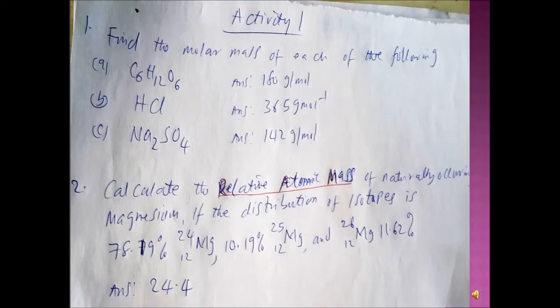Secondly, you have to also calculate the atomic mass of naturally occurring magnesium if the distribution of isotopes is 78.19 for magnesium with mass number 24, and then for the other isotopes 25 and 26. Then you have their percentage occurrence, their percentage abundances, those numbers that are before them, like 11.62 and so on. By the time you do that, you check it with the answers that are provided there.